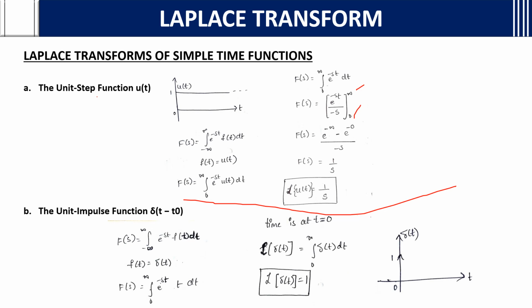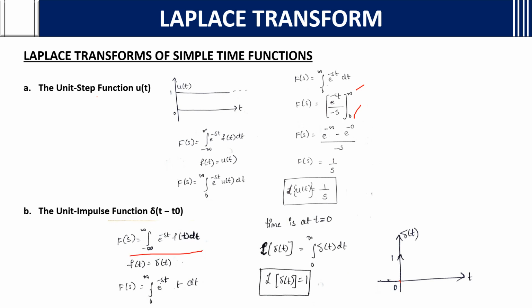Now we have the unit impulse function. Unit impulse function is delta of t minus t naught, or we can write delta of t also. Delta of t minus t naught is nothing but a shift. How much shift? t minus t naught. If you see here, the delta function is in this form. Only at the point 0 there is a magnitude of 1, t equals 0. That is nothing but the impulse function. The impulse can be anywhere, but only at one position.